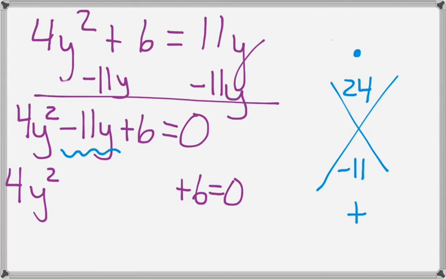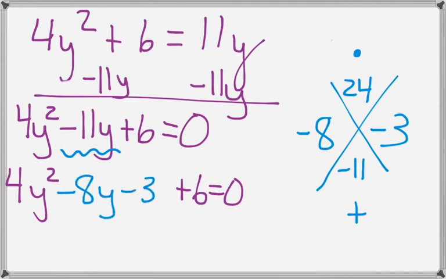They've got to multiply to be a positive, so it's either got to be two positives or two negatives, right? And it's got to add to a negative number. So we're looking at negative 8 and negative 3 here. Those would multiply to 24 and add to negative 11. So we're going to rewrite our middle term as minus 8y minus 3y. All right, now we can do our grouping.